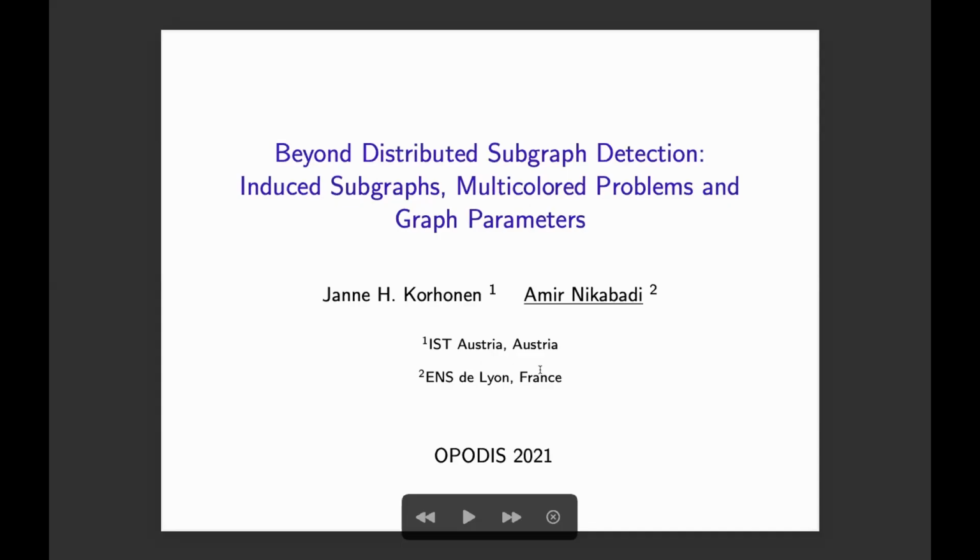So I think now the first speaker of the session is ready on Zoom, so we'll go back to the third speaker after. So we'll start. So I think Amir is here. So Amir will talk about a paper entitled Beyond Distributed Subgraph Detection: Induced Subgraphs, Multicolored Problems, and Graph Parameters. So you can start.